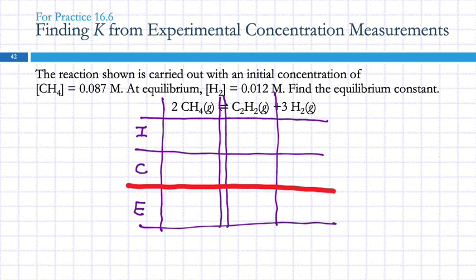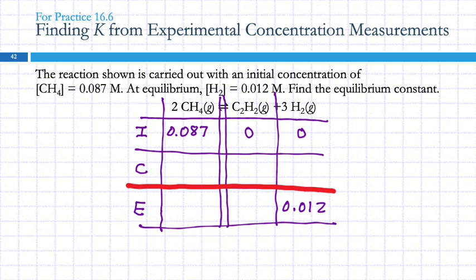Made my table. I'm going to put in the initial concentrations. They didn't tell me what the product concentrations are. What do I write in there? 0. And then they give me an equilibrium concentration for H2. So I'm going to write that in here. 0.012. Everybody with me so far?